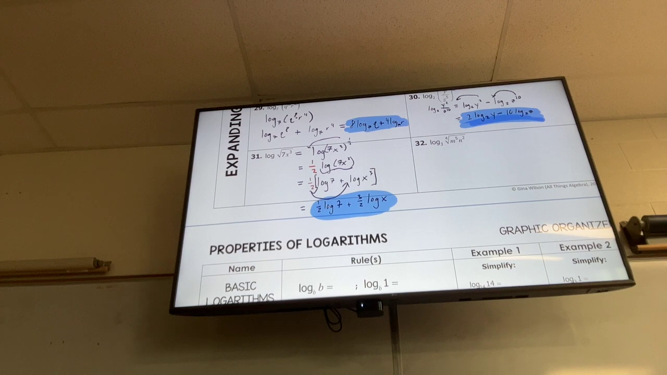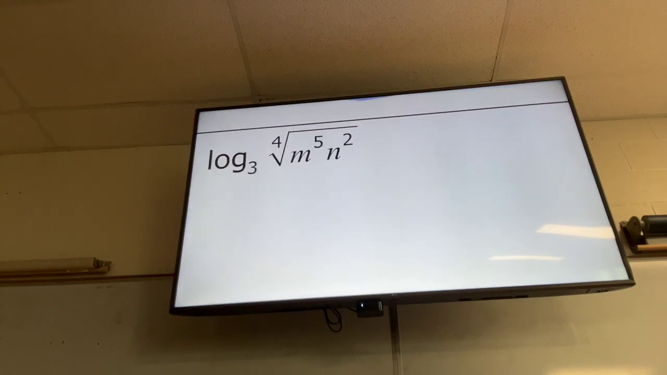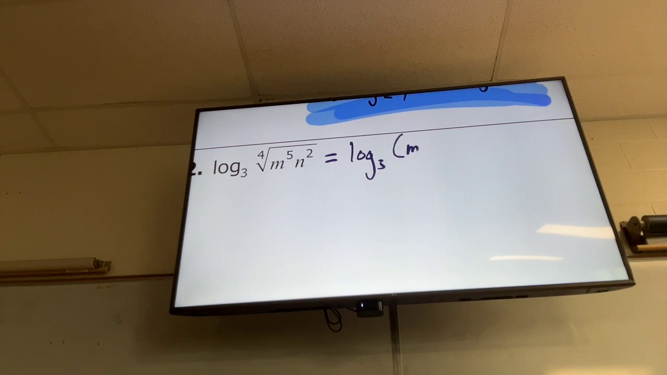How do I deal with that 4th root there? Comes log base 3, and remember your parentheses, m to the 5th, n squared to the 1/4. What do you want me to do now? Yeah, so I can distribute the 1/4 and multiply these exponents together. That's kind of a pain, though. At this point, I can just move it in front.